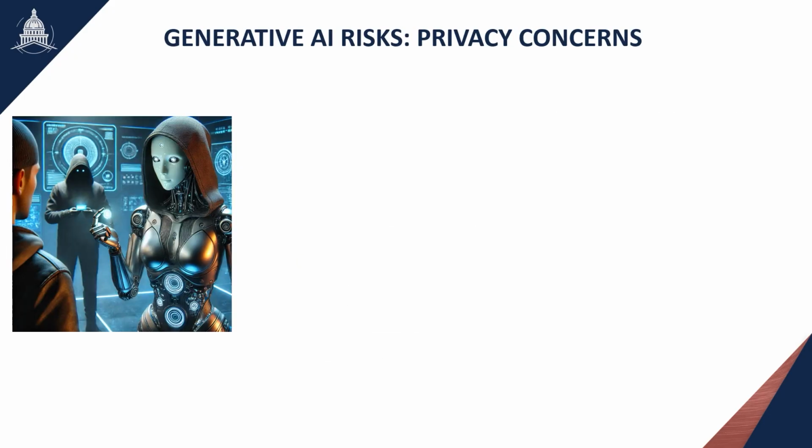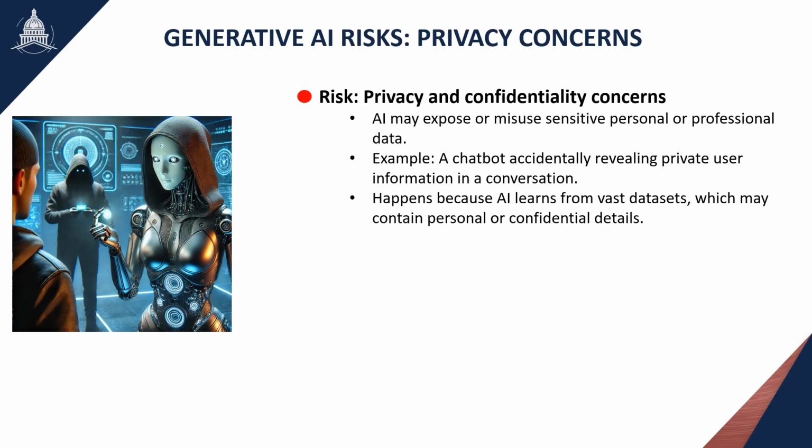Privacy is a major concern with AI. User data that can be sensitive personal or professional data may be used for training the models. It may expose or misuse them. As an example, in 2023, Samsung employees accidentally leaked confidential company data by pasting sensitive code and internal documents into ChatGPT, unaware that OpenAI stores conversations for model improvement. This incident led Samsung to restrict the use of such platforms internally. Why does this happen? AI models are trained on large data sets, and sometimes they may retain and generate personal or confidential information.